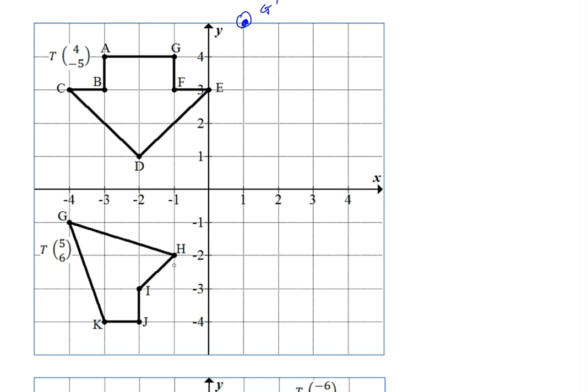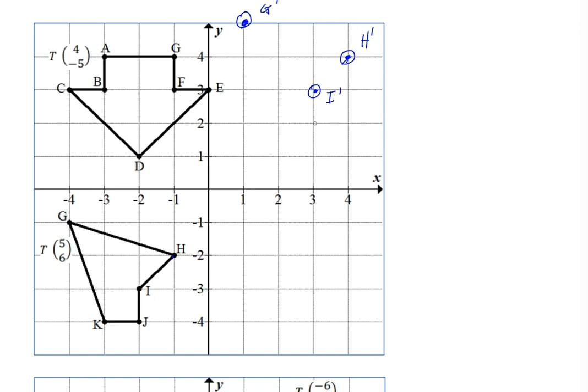So let's do the same now for H. 5 units to the right, 1, 2, 3, 4, 5. 6 units up, 1, 2, 3, 4, 5, 6. This would be the new position of H. This would be H prime. If we did the same thing for I, I would end up here. So this is I prime.